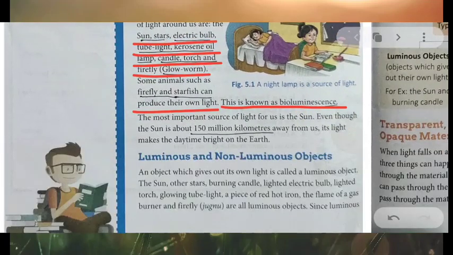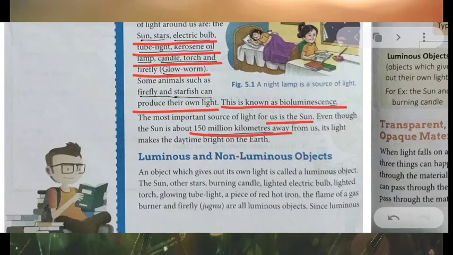Now the most important source of light for us is the sun. As we all know, the sun is the ultimate source of energy. Even though the sun is around 150 million kilometers away, so far from us, still it is giving us light. Its light makes the daytime bright on the earth. It is the light of the sun which makes the earth bright.